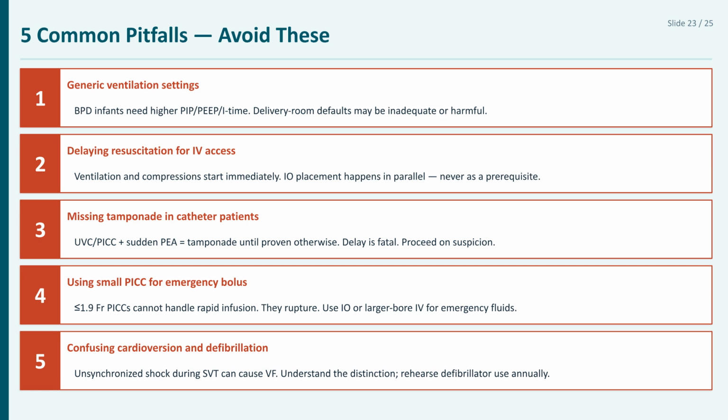Avoid these 5 common NICU resuscitation pitfalls. 1. Using generic ventilation settings for BPD patients. 2. Delaying resuscitation while seeking IV access. 3. Missing tamponade in patients with central catheters. 4. Using small PICCs for emergency fluid boluses. 5. Confusing synchronized cardioversion with unsynchronized defibrillation.